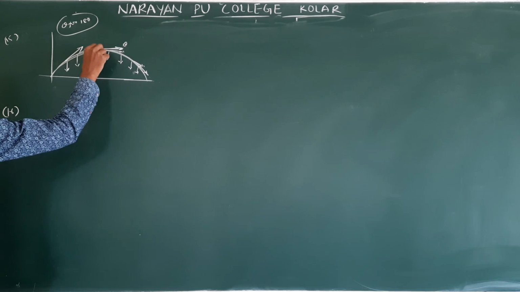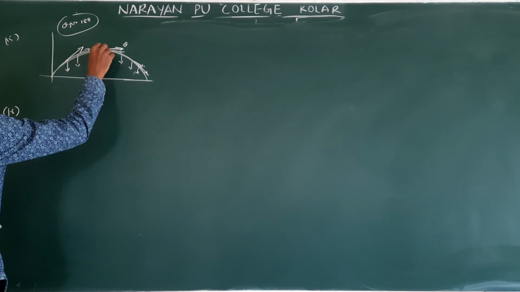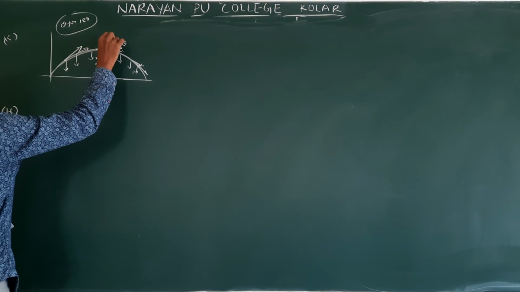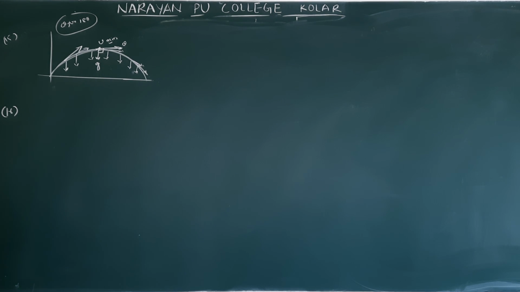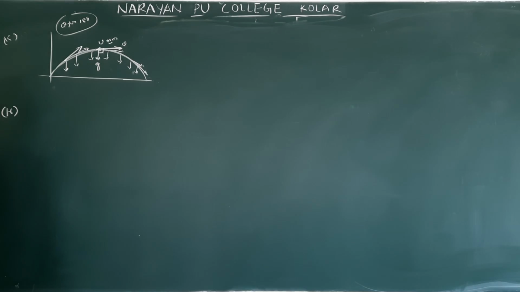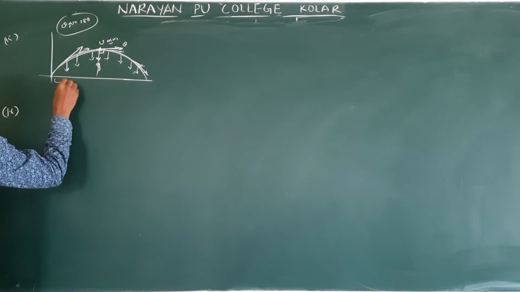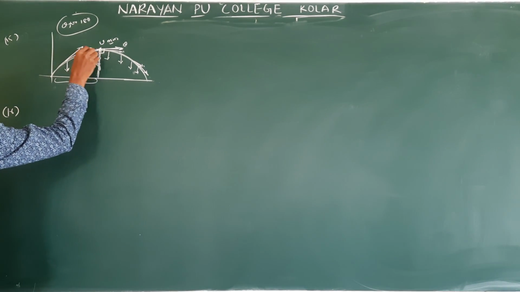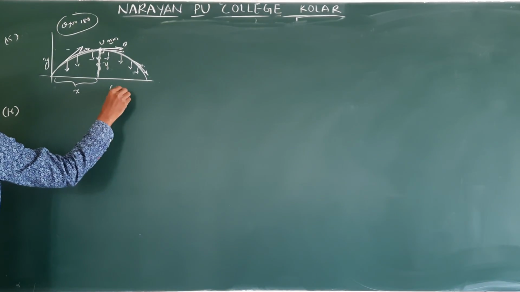Except this point, everywhere the particle has two velocity components. At the top, at the maximum height, velocity is minimum because it only has the horizontal component. So we need to find this coordinate. This coordinate has horizontal displacement x and vertical displacement, which is y. So we need to find x comma y.